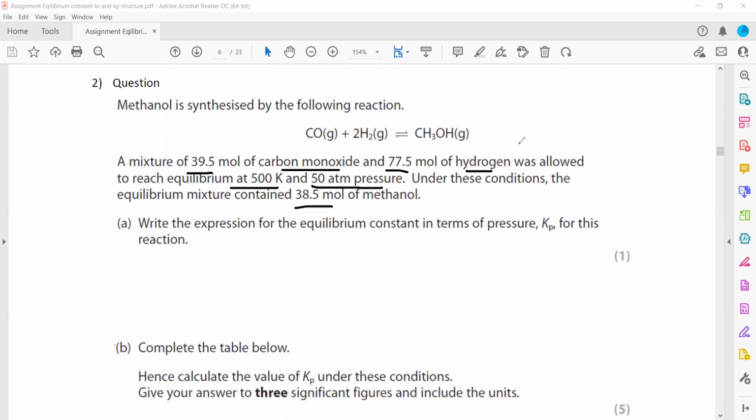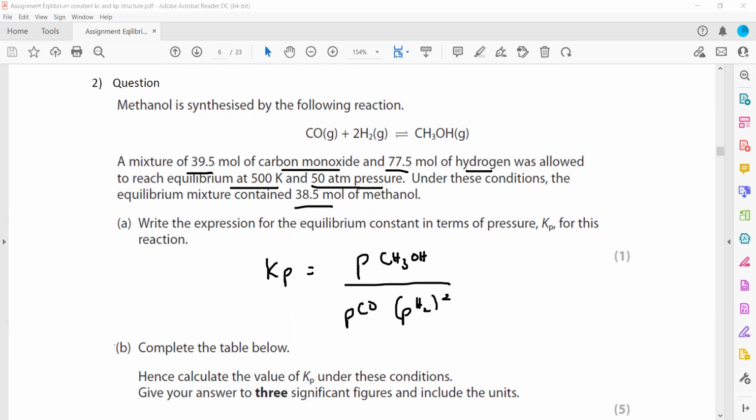Write the expression for Kp. As it's a homogeneous equilibrium, as all are in the same state, we write the equation for Kp, that is the product over the reactants. But because it's a Kp, it should be in terms of pressure: the pressure of the product divided by the pressure of the reactants. So Kp is equal to the pressure of the methanol divided by the pressure of carbon monoxide and the pressure of hydrogen, but that should be raised to the power 2. So this will be the expression.